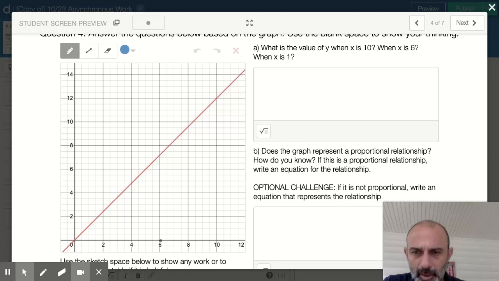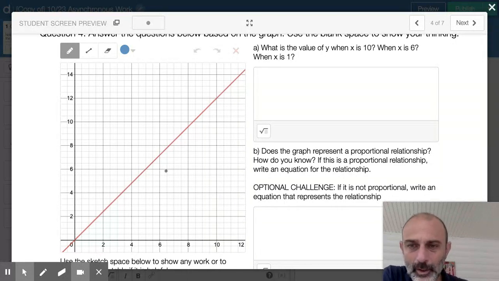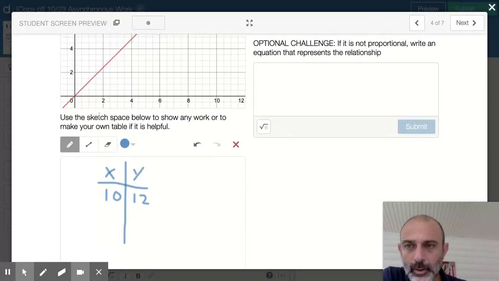When x is 6, how high up is that red line? It's past 2, it's past 4, past 6, but it's not past 8. So it's somewhere between 6 and 8, but I'm not exactly sure where that number is. I do know it's a proportional relationship, right? Because it goes through 0, 0.